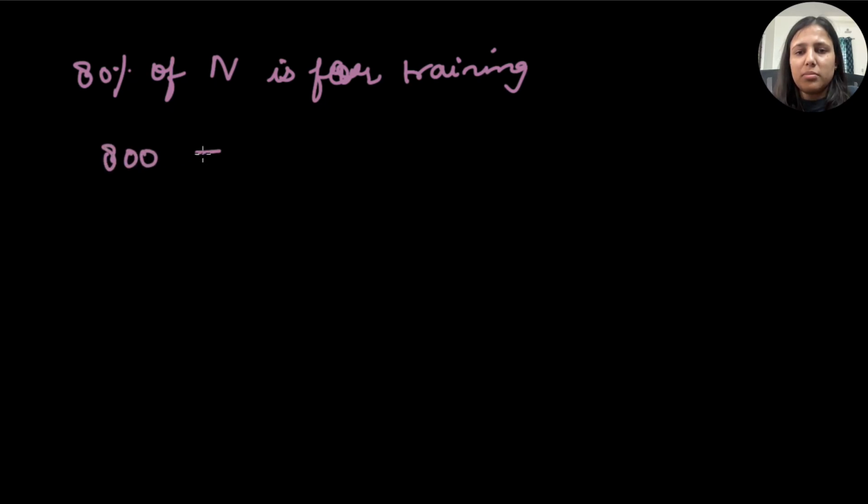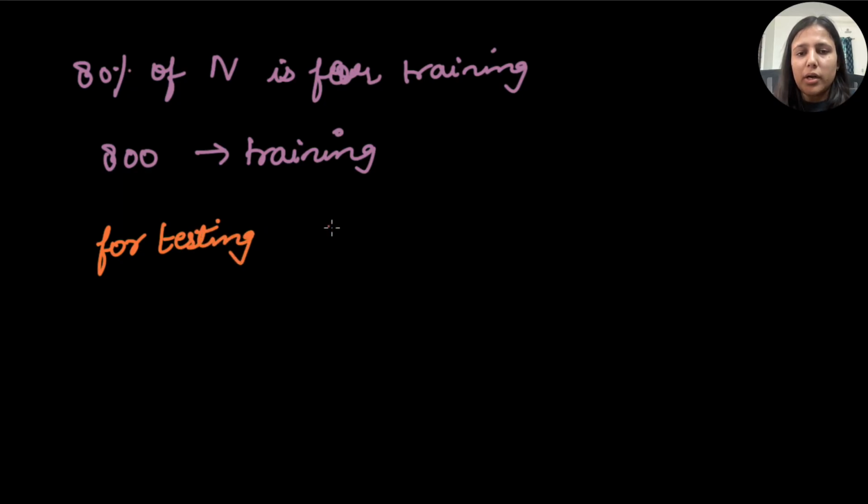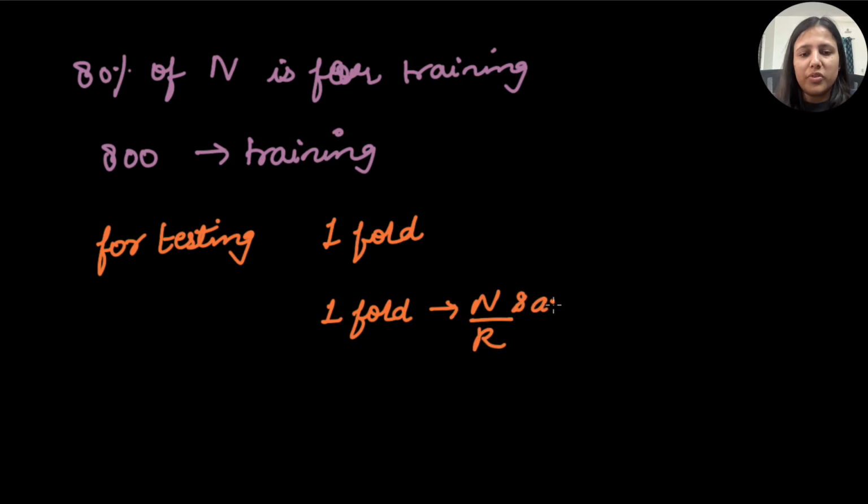So what is the number of samples we are using for testing? For testing we know that we use 1 fold. For one model we use just 1 fold, and one fold has n by k samples, which is equal to 1000 by 5, right, which is equal to 200, correct?